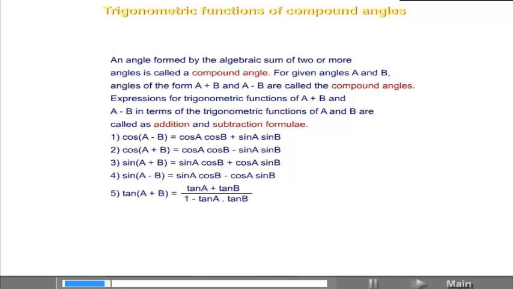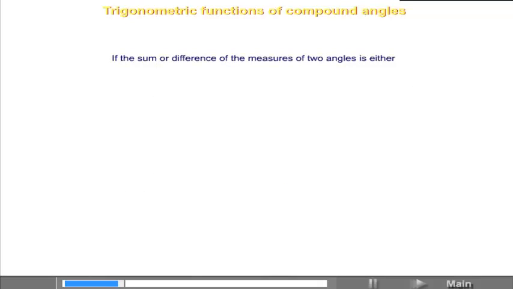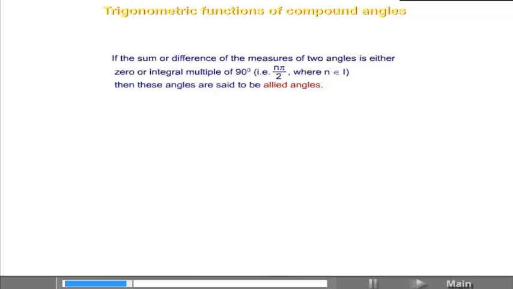5. Tan of A plus B is equal to tan A plus tan B divided by 1 minus tan A tan B. 6. Tan of A minus B is equal to tan A minus tan B divided by 1 plus tan A tan B. If the sum or difference of the measures of two angles is either 0 or an integral multiple of 90 degrees, that is n pi by 2, where n belongs to the set of integers, then these angles are said to be allied angles.